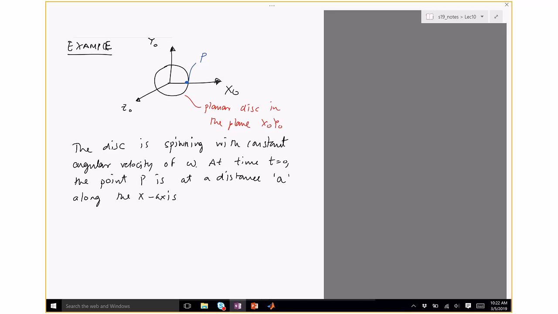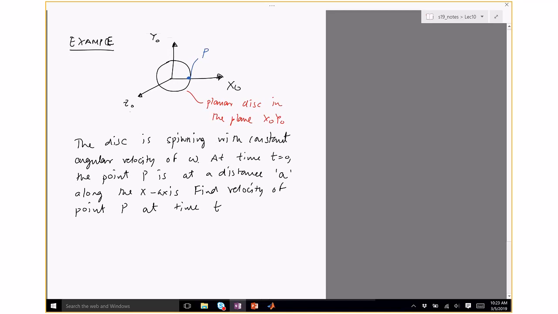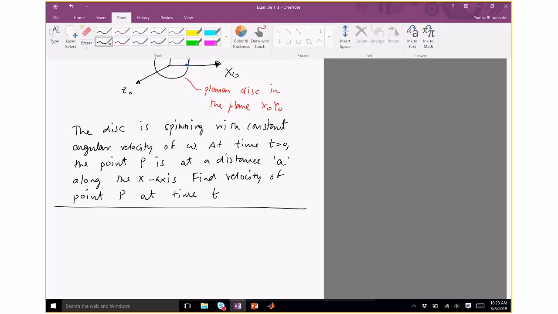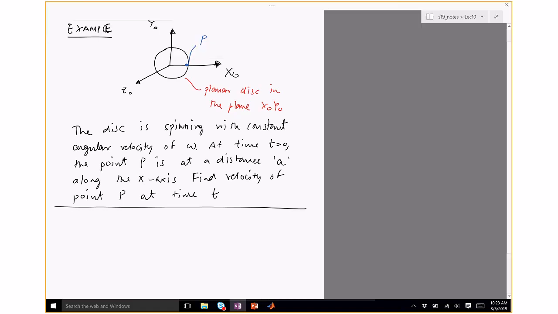So find the velocity of point P at time t, so at a generic time. When I say it's spinning with constant angular velocity, it means it's spinning about the z-axis. This is about the z0 axis.